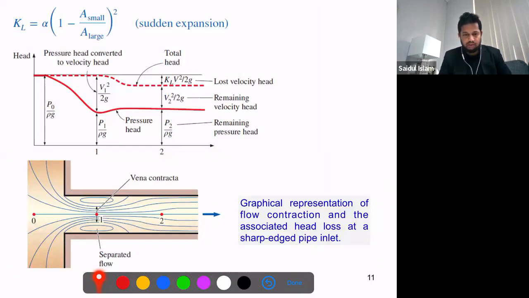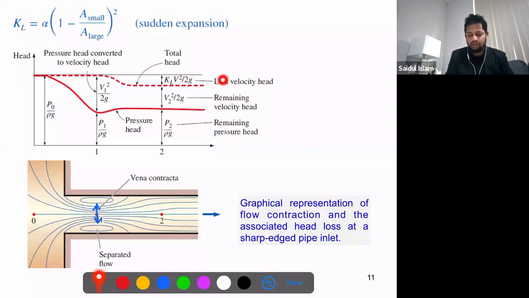I will just, this is something we actually discussed earlier. You already know this formula from the previous slide. And we know this theorem here: it becomes this narrow section. We say this is the vena contracta. The flow becomes highly turbulent in this section, and there is low pressure in this section.